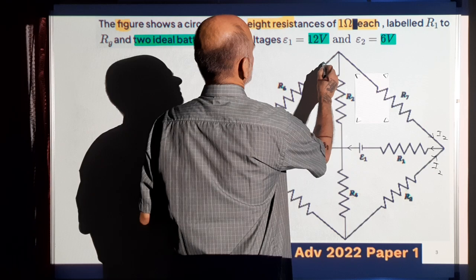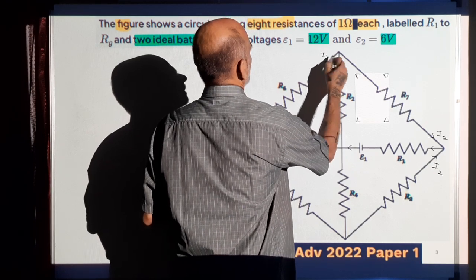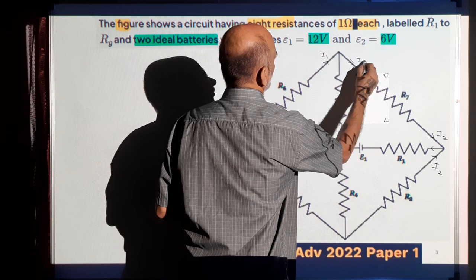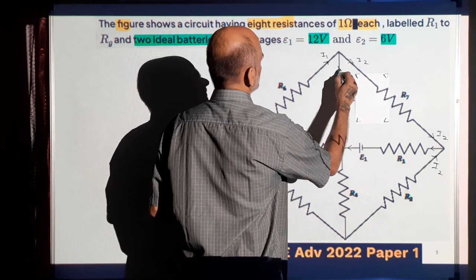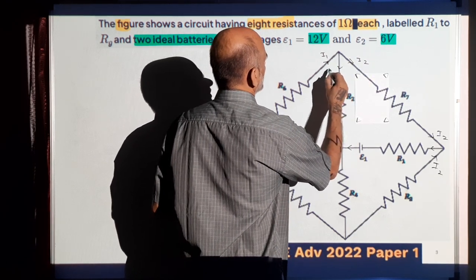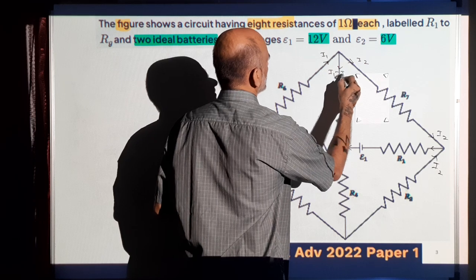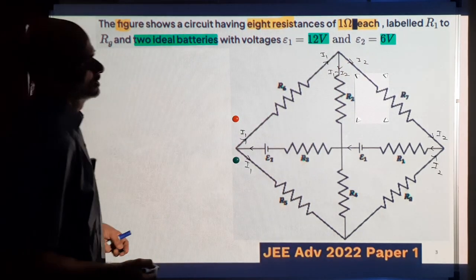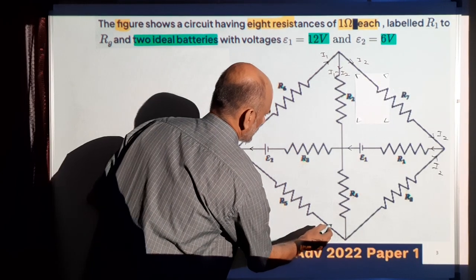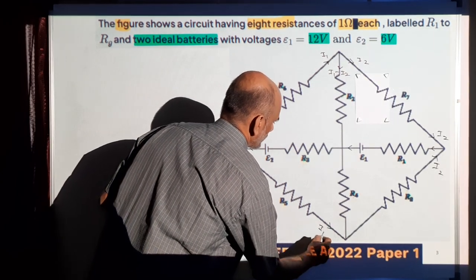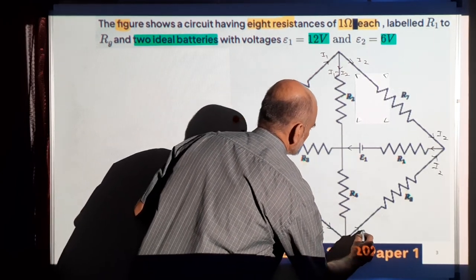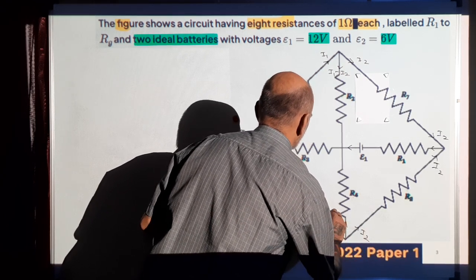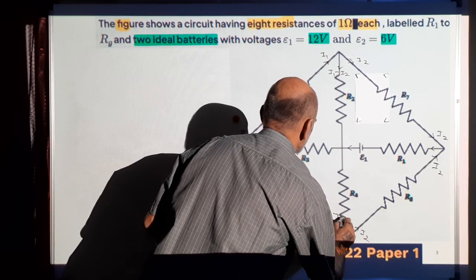So this current is I1. This is the same current I2. So this current will be I1 minus I2. Applying KCL at this node, this current is I1, this current is I2, so this current is I1 minus I2.